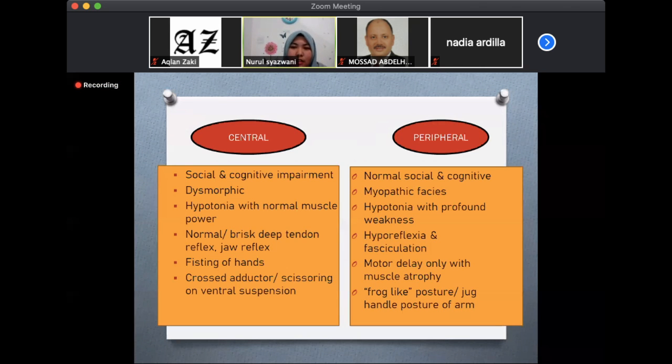These are the signs that we can see when we see the hypotonic infant. For the central causes, the infant may have social and cognitive impairment, but we do not really see significant hypotonia, and the infant has normal deep tendon reflexes. However, compared to the peripheral causes, there are significant signs: hypotonia, hyporeflexia, and also motor delay with muscle atrophy. But they will have normal social and cognitive function.